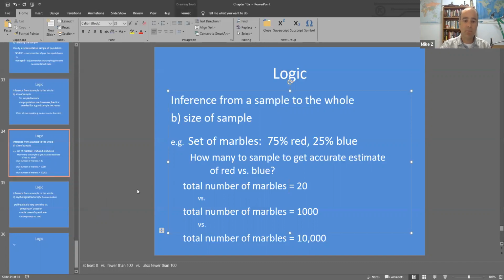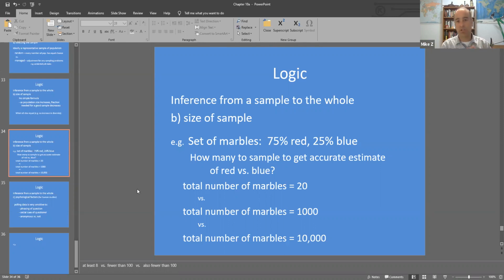So how many marbles do you need in your sample in order to get a good sense of what the ratio of red marbles to blue marbles is in the population of 20? Well, this is such a small population that maybe you could just look at the color of all 20 marbles. But if you wanted to instead go through this process of selecting a sample, how many would you need? 10 would probably be good.